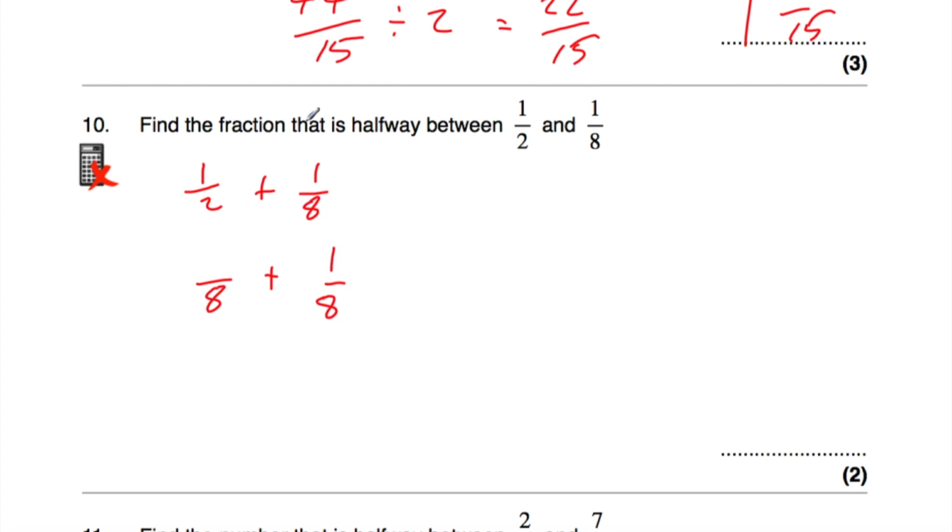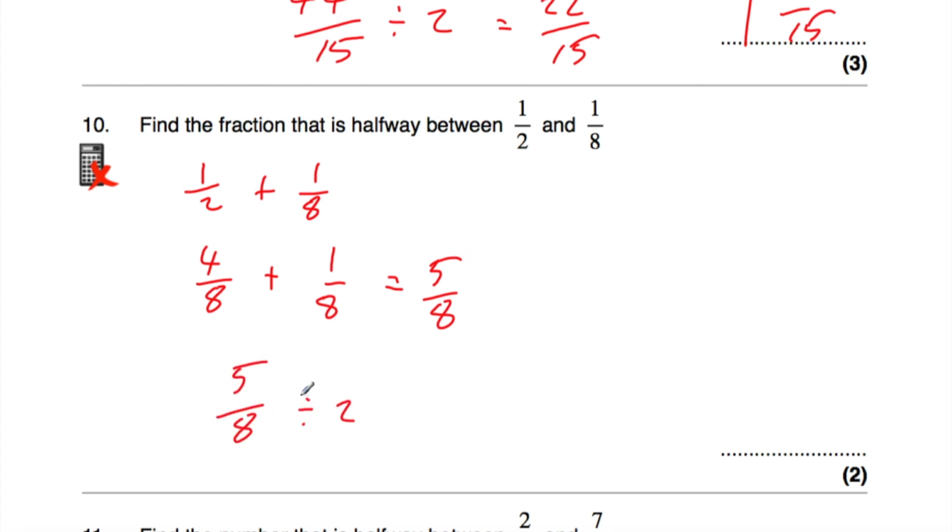Well, 1/8 is already 1/8, that's great. To get from 2 to 8, we would multiply by 4. So multiplying 1 by 4 is 4. So a half is the same as 4/8. Now 4/8 plus an eighth would be equal to 5/8. So if we add these two fractions together, we get 5/8. Now we need to divide by 2. Now we're going to do 5/8 divided by 2.